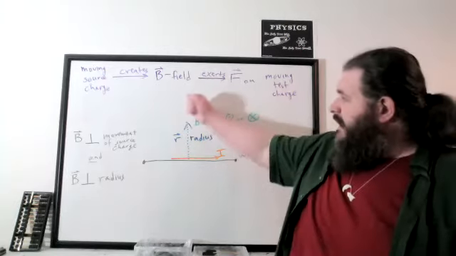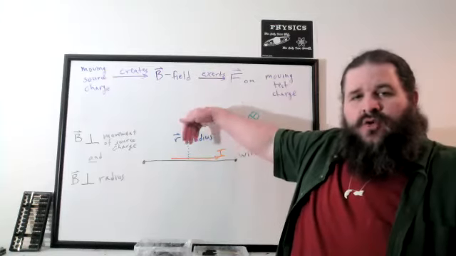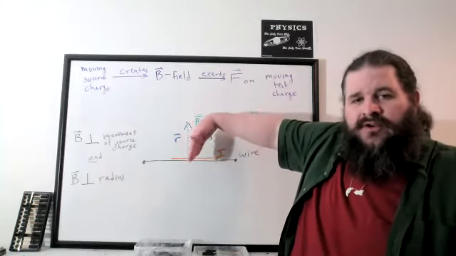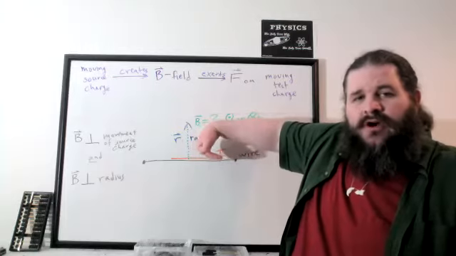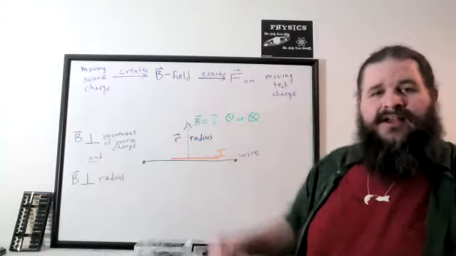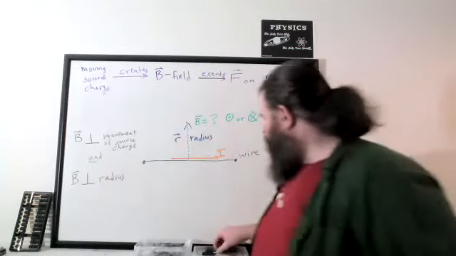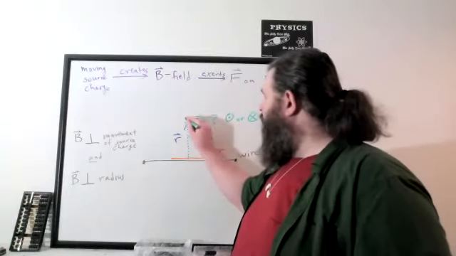Again, put your hand at the point of interest, stretch out towards the source, swivel so you can curl your fingers in the direction of the motion of charge, and your thumb should tell you the direction of the magnetic field. So this should be an outward magnetic field here.